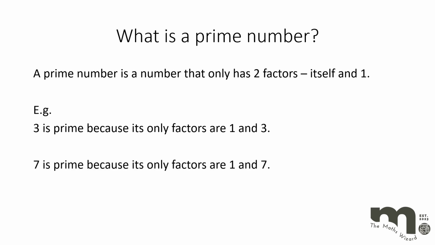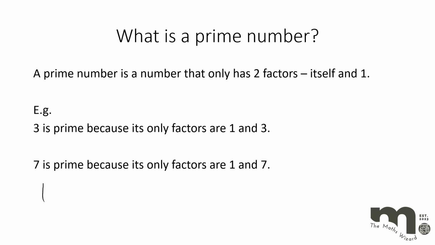Another example is 7. So 7 is prime because its only factors are 1 and 7. It's only in the 1 times table and the 7 times table. Any number that has more than 2 factors is not prime. And there's one number that sometimes people mistakenly identify as prime.